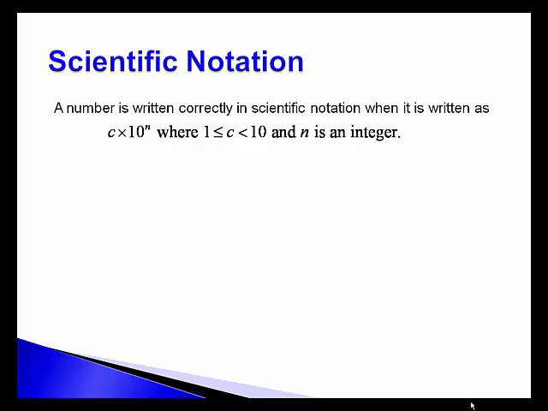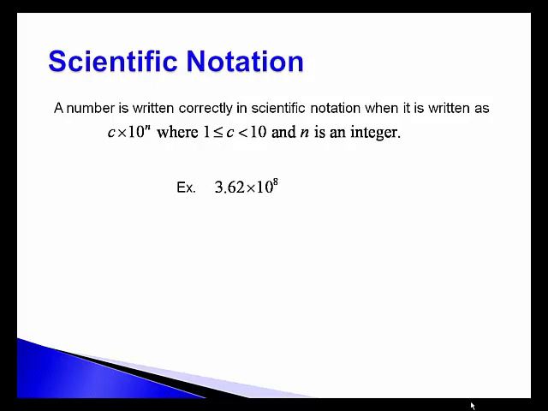Scientific notation is just a shorthand way for writing very large or very small numbers. It's primarily used in the sciences. For a number to be written correctly in scientific notation, it will be written in the form c times 10 to the nth power, where c is greater than or equal to 1 and less than 10, and n is an integer. An example of that would be 3.62 times 10 to the 8th power.